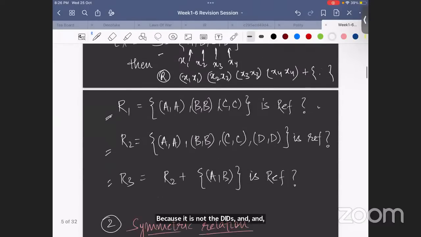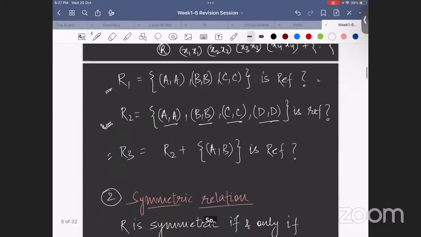Now in the second relation, you can see that R2: AA is present, BB is present, CC is present, DD is present. Is it reflexive or not? Yes, it's a reflexive relation. Did I discuss identity? I'm just telling you whatever I am saying. It's a reflexive relation, right?